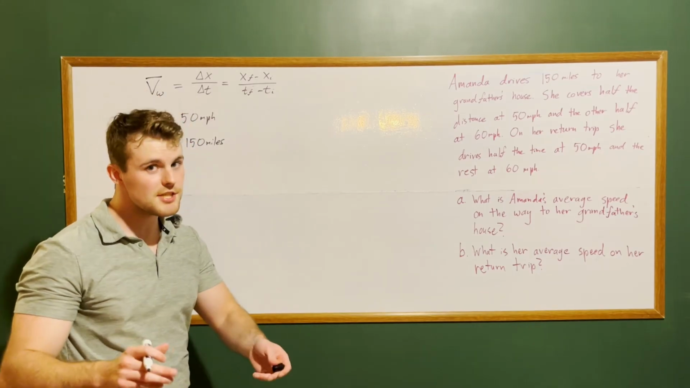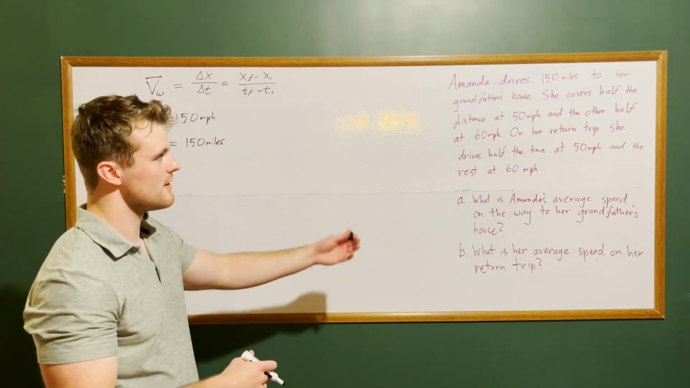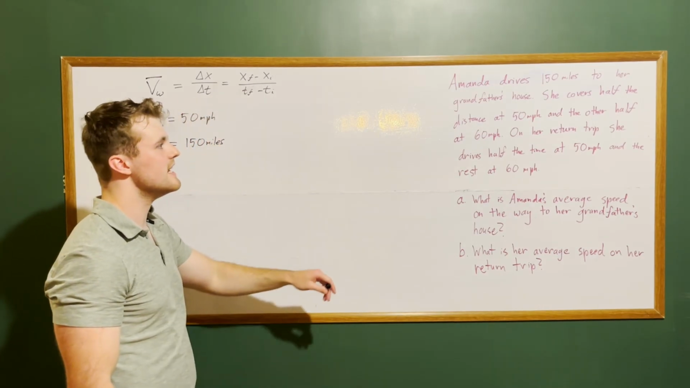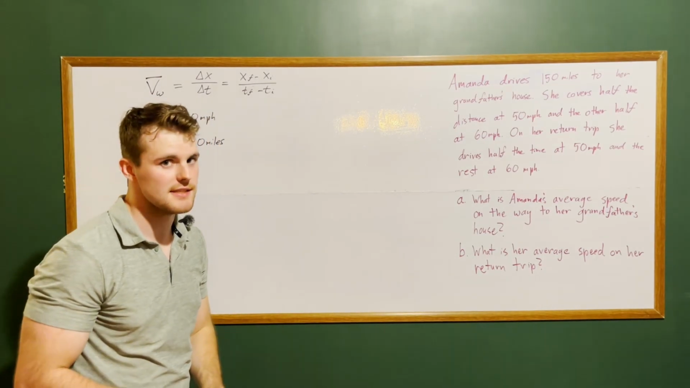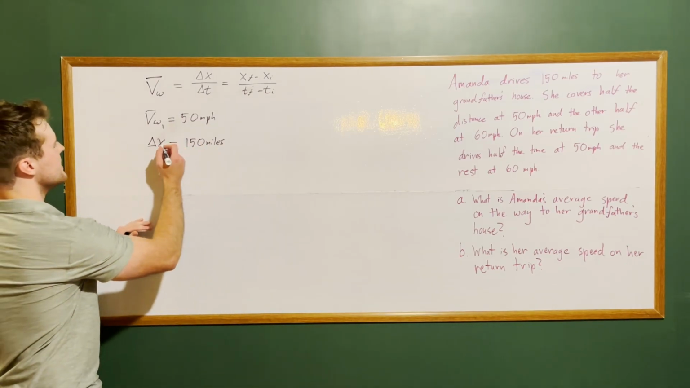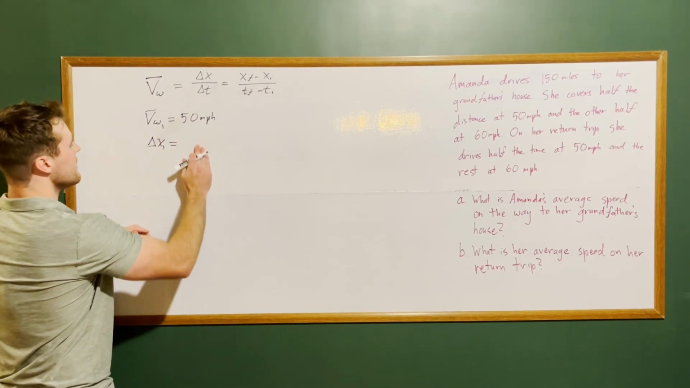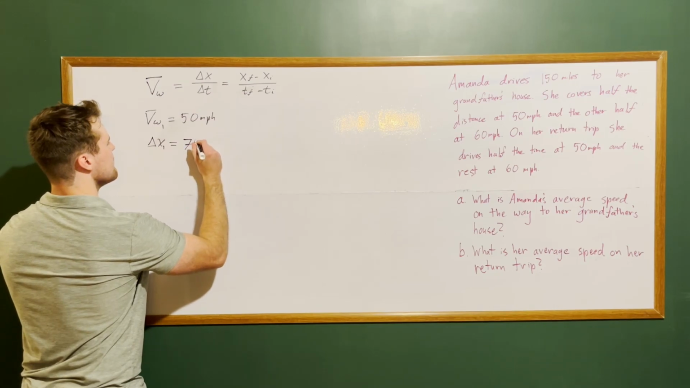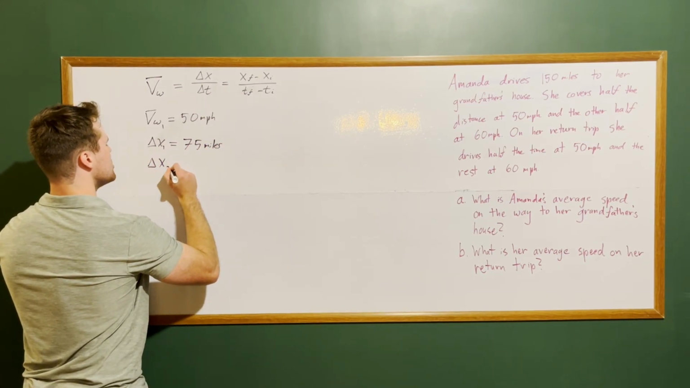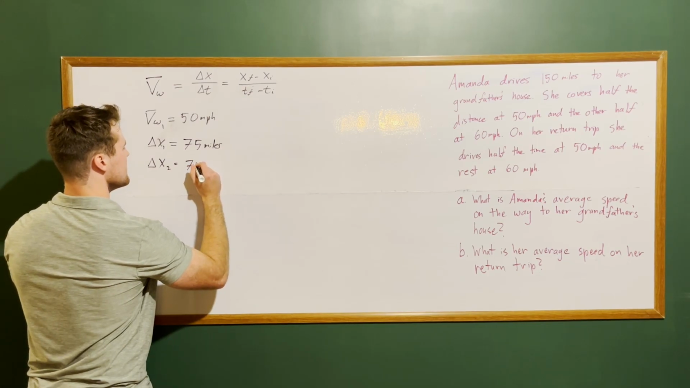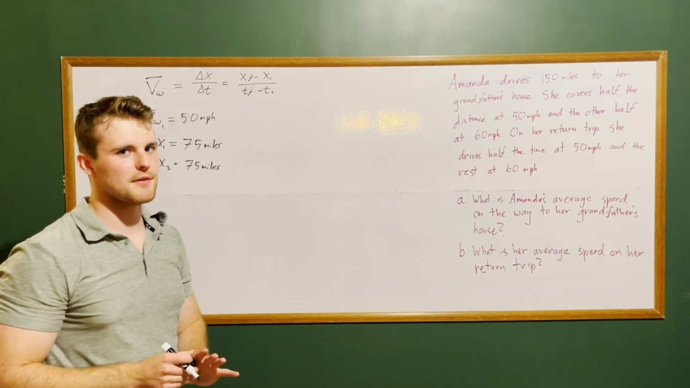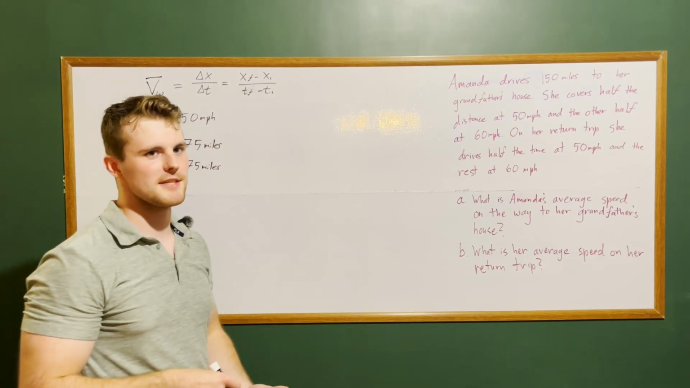But if I were to partition this into two different distances, we have to read the question. She covers half the distance at 50 miles per hour and the other half at 60. Half of 150 is just 75. So I'm going to say delta X sub 1 is 75 miles, and delta X sub 2 equals 75 miles. I know this might be a little confusing, what I'm doing right now, but it's all going to make sense as the problem continues.